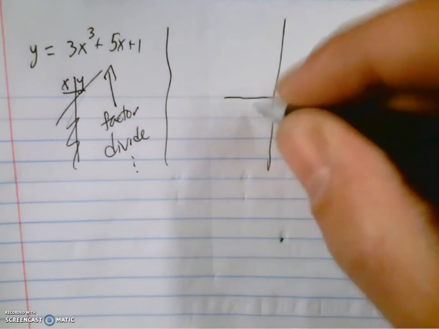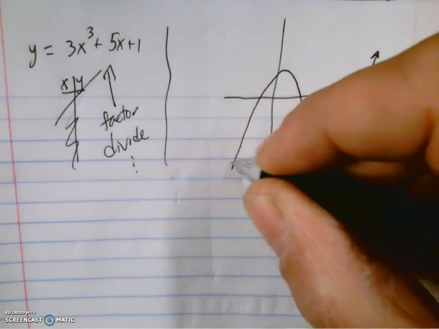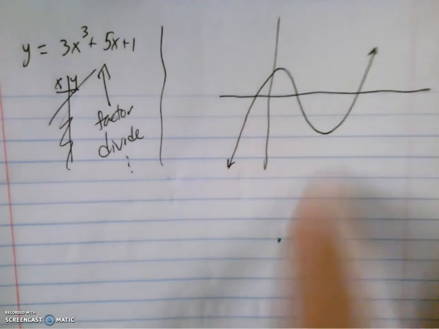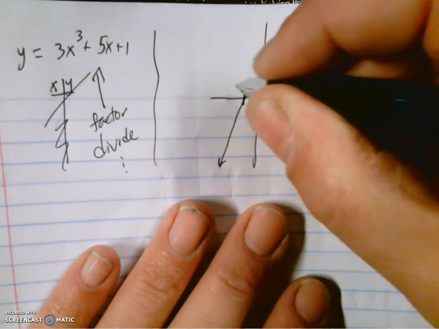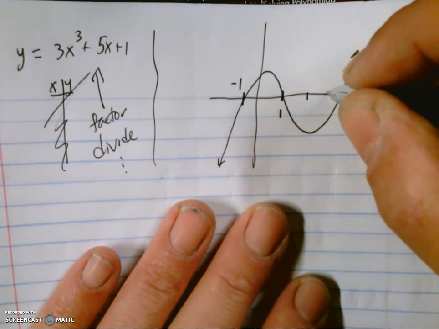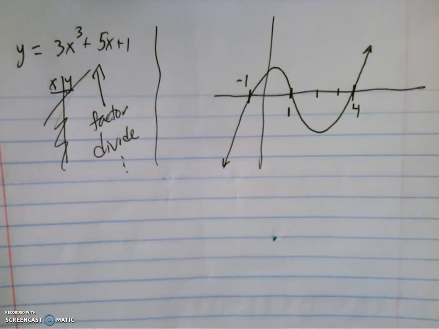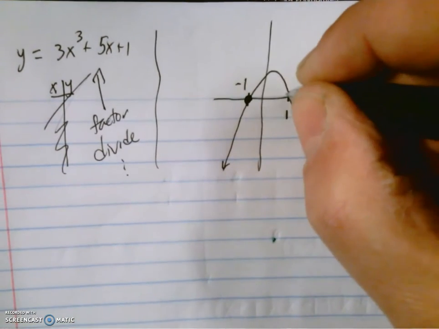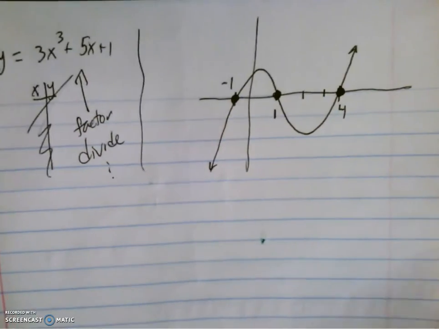We're saying we know the graph goes like this. Find me an equation. I'm going to make up some points right on the spot. I'm going to say it goes through -1, and it also goes through 1 and 4. So I just drew this curve and established that it went through 3 points on the x-axis.